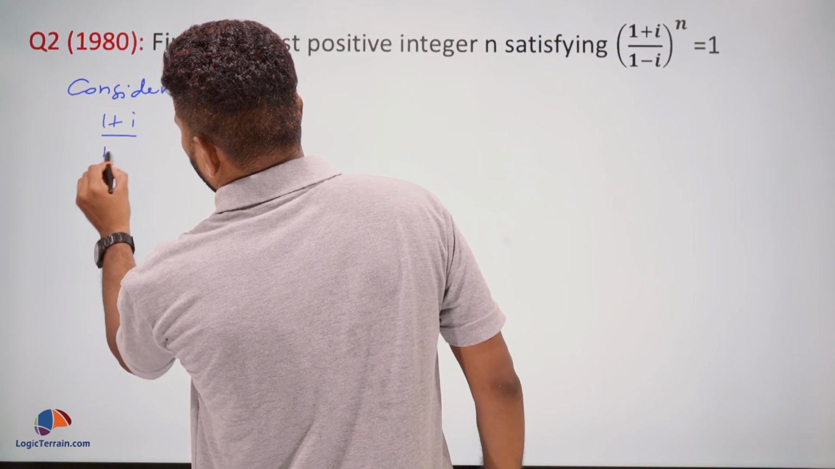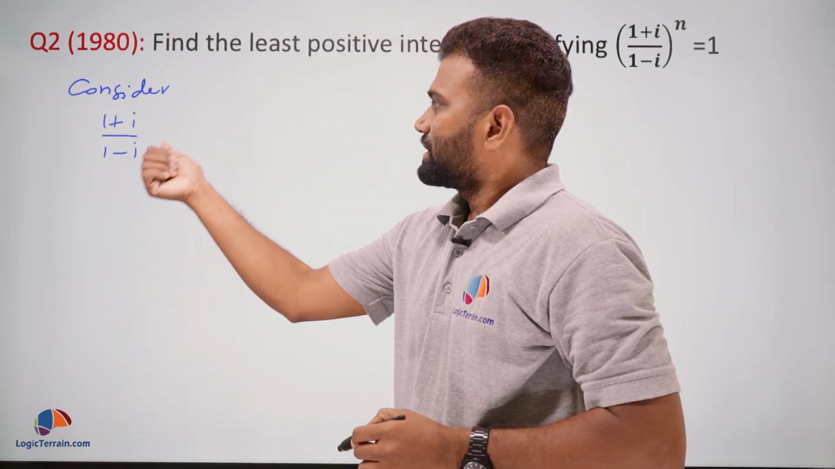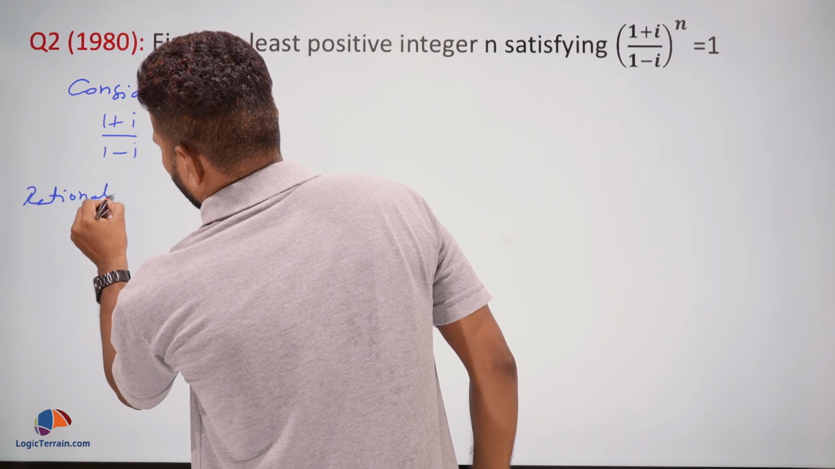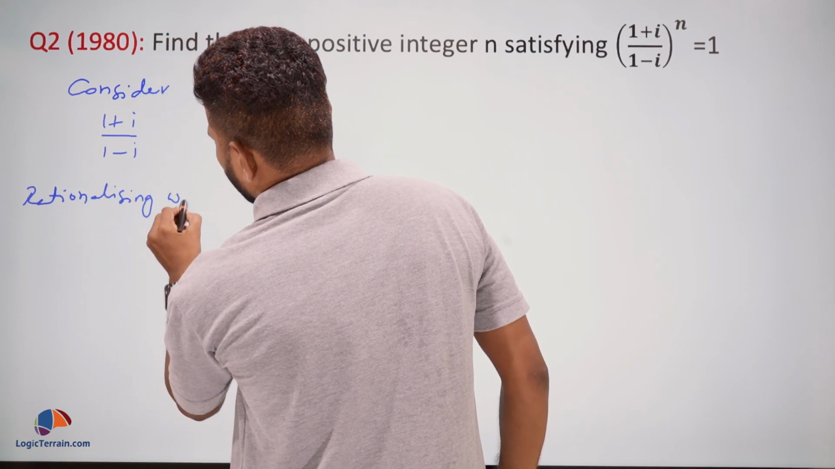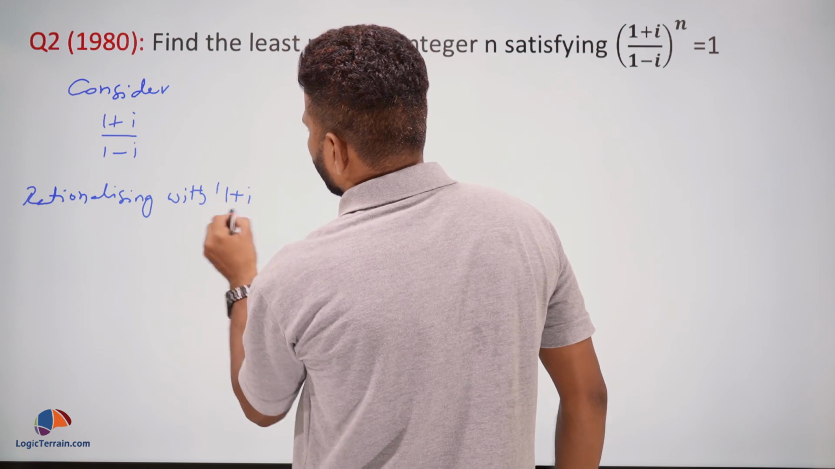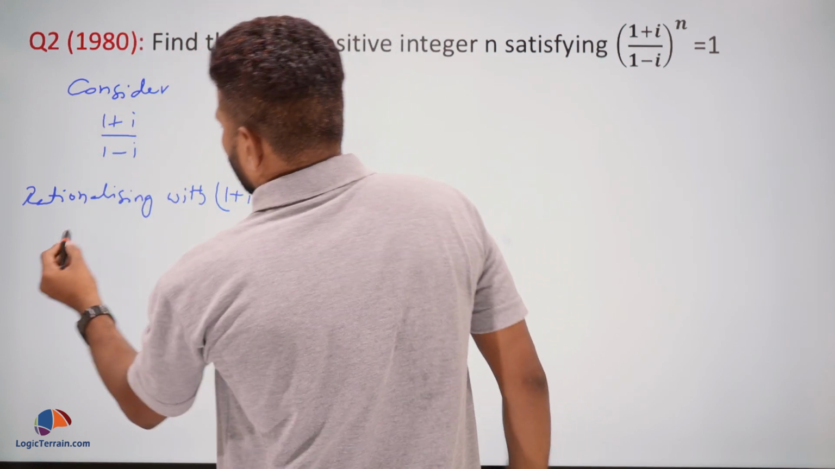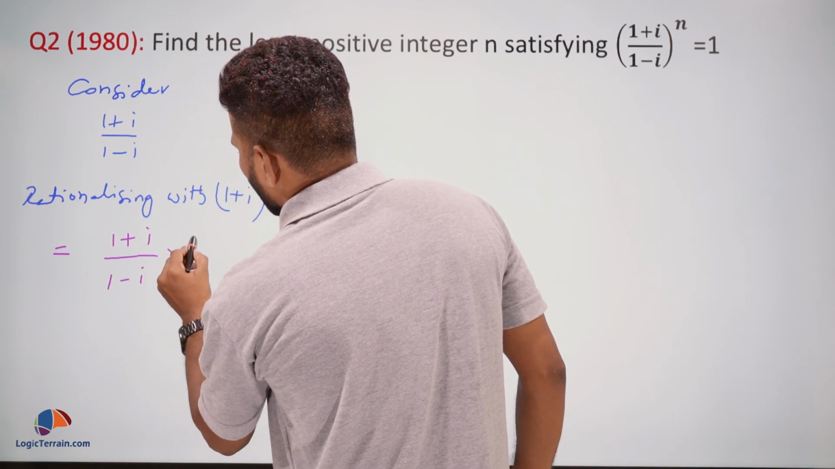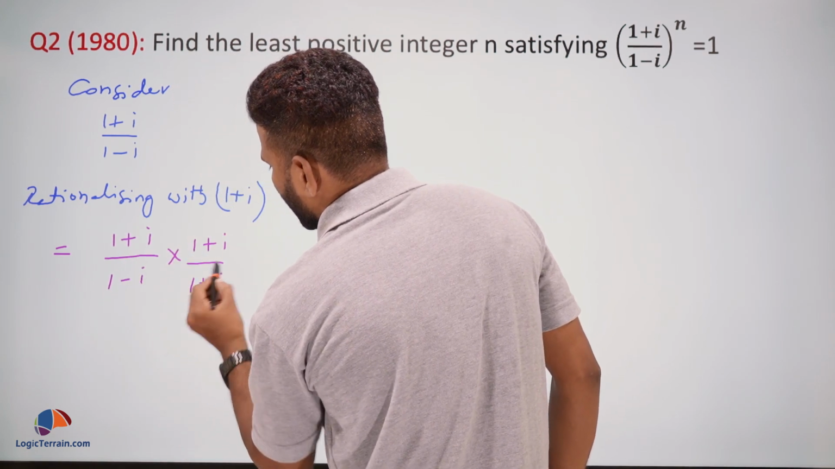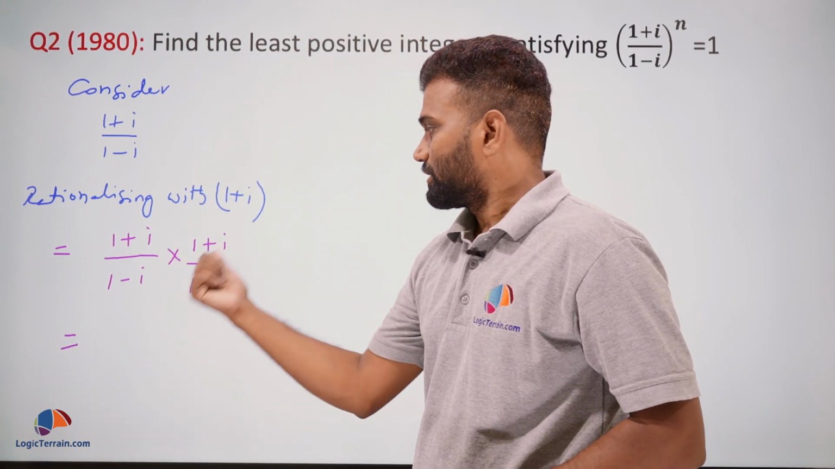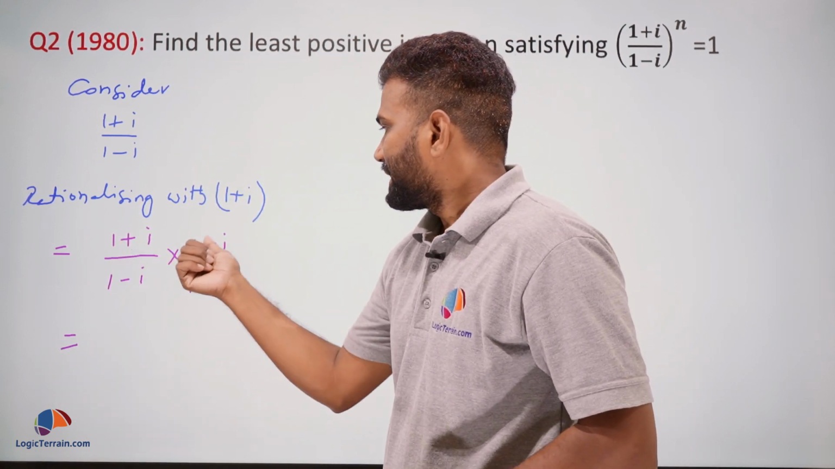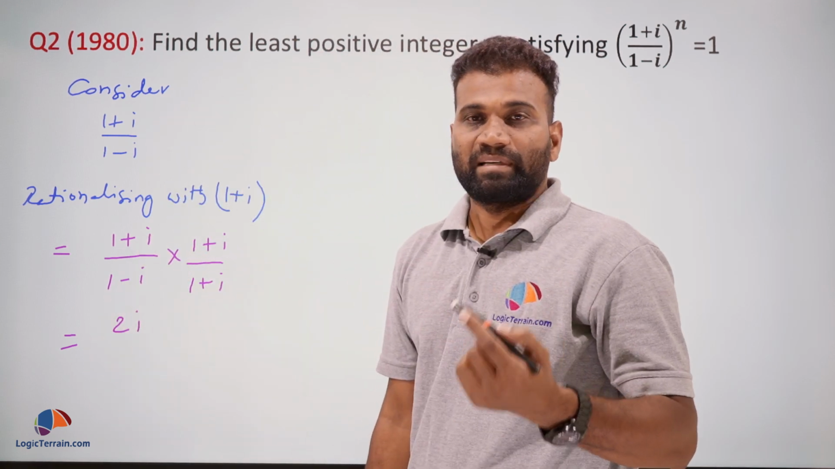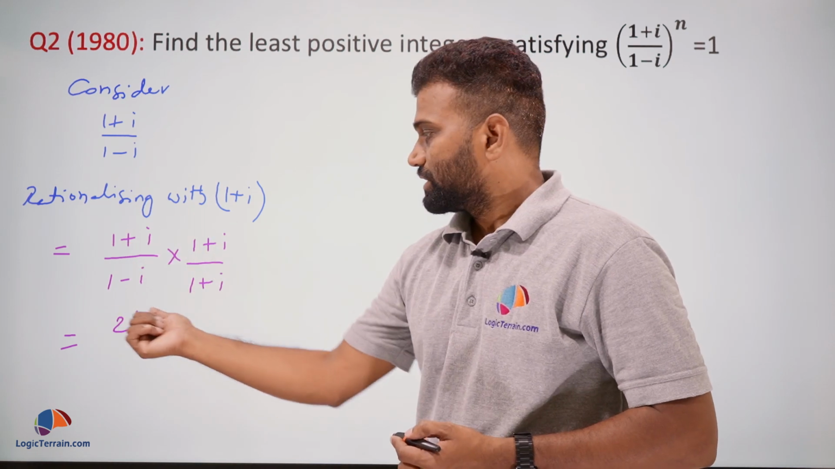(1 plus i) upon (1 minus i), and first we'll rationalize this. So rationalizing with 1 plus i, that is equal to (1 plus i) upon (1 minus i) into (1 plus i) upon (1 plus i). So on multiplying numerator into numerator, denominator into denominator, 1 plus i into 1 plus i, on multiplying these two we will get 2i. So in earlier examples we have simplified that (1 plus i) whole square value is 2i.